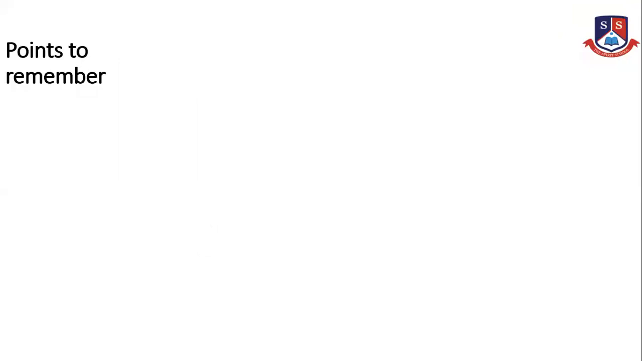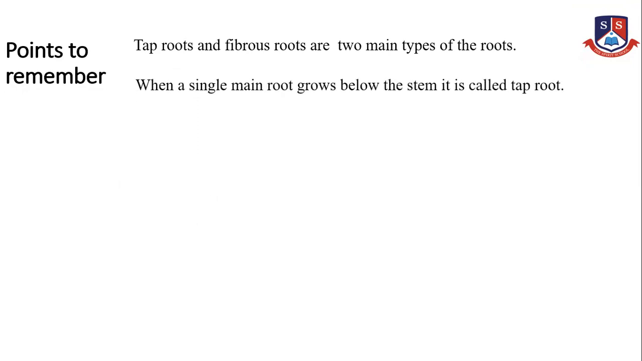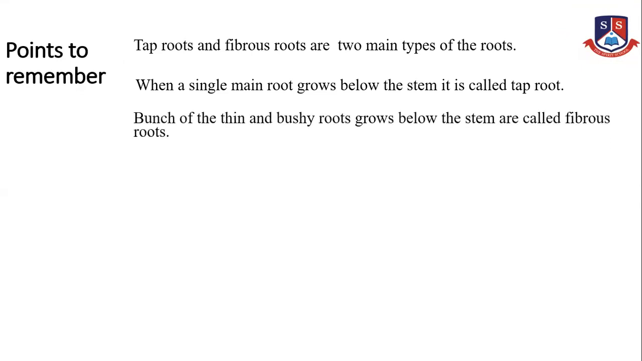Points to remember. Tap roots and fibrous roots are two main types of the roots. When a single main root grows below the stem, it is called taproot. A bunch of the thin and bushy roots that grow below the stem are called fibrous roots.